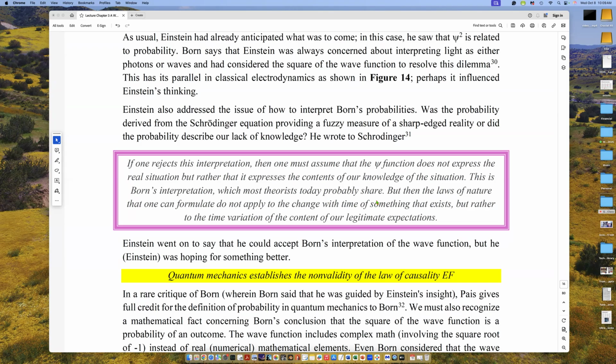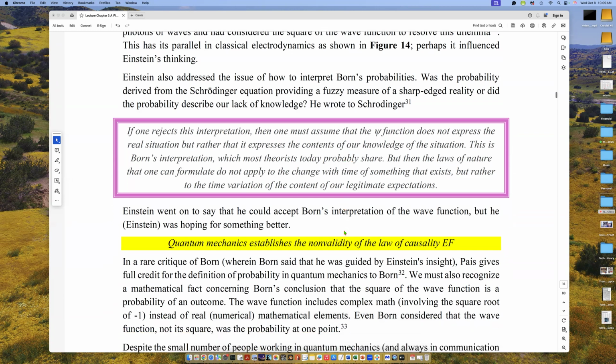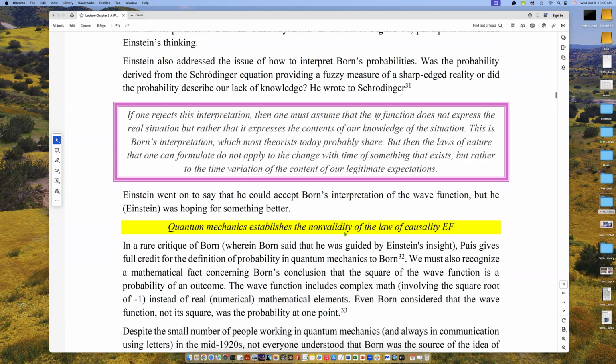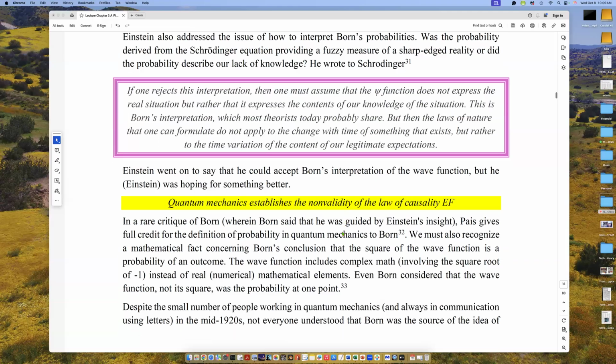He has the rest of this paragraph, where he goes on to say that, in essence, the wave function cannot be a real thing. There must be something more that we cannot see. And this will come up every time we meet; we'll be talking about these ideas.